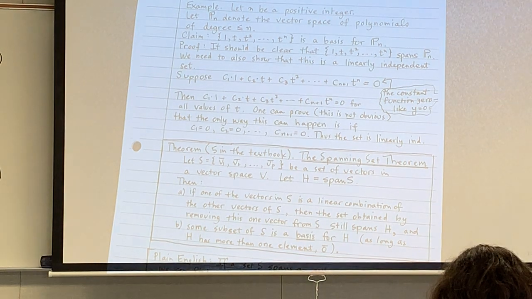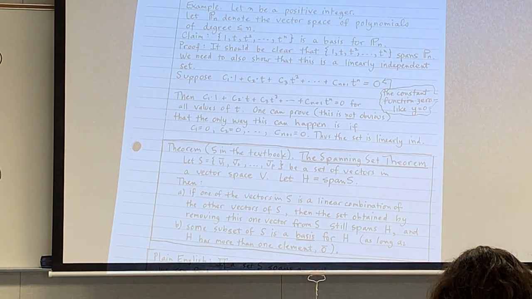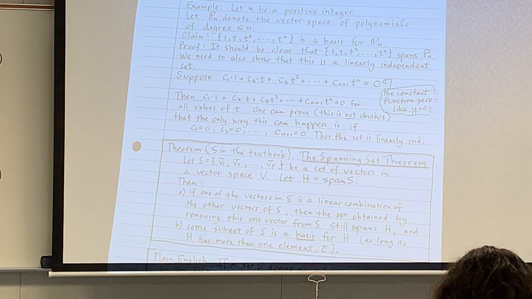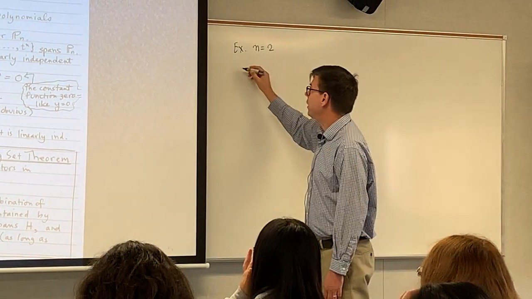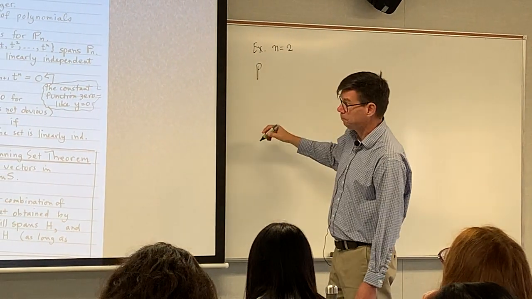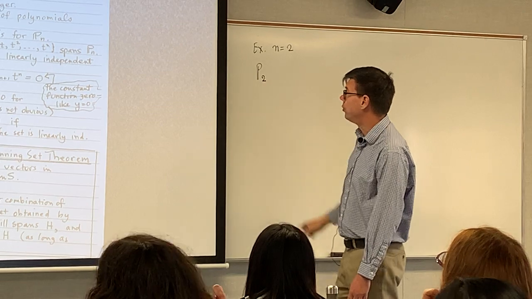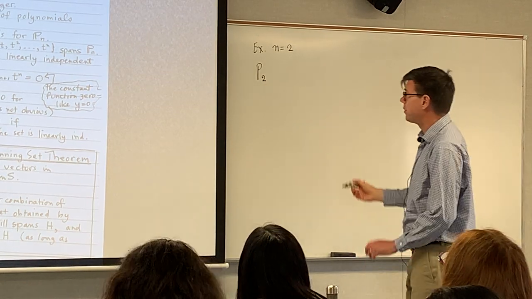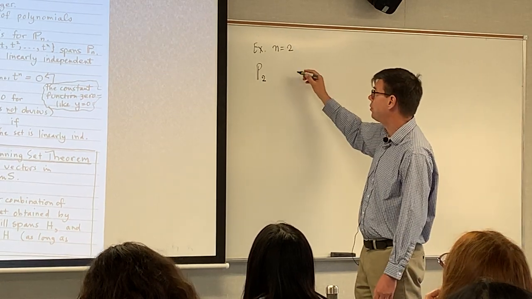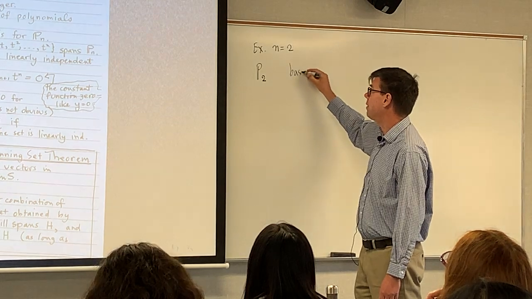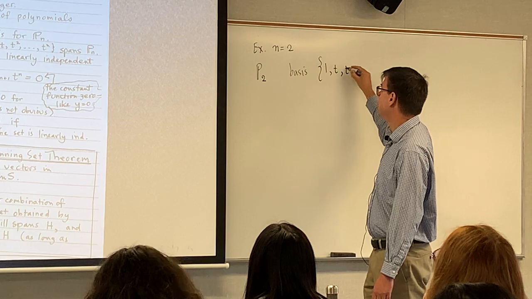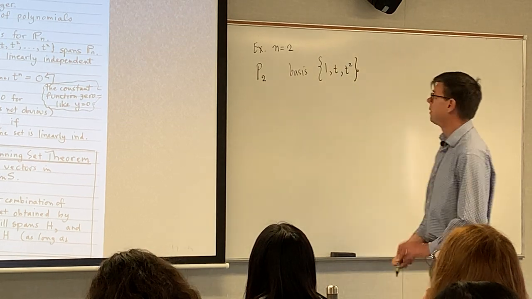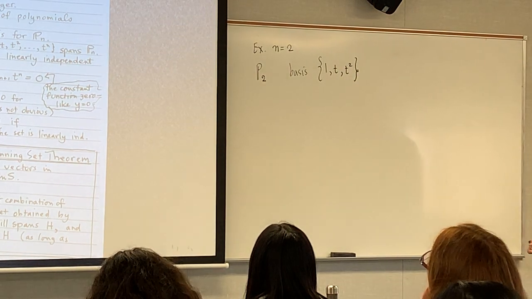So what's going on here? Let's look at just another example. Like set n equal to 2. Then we could talk about P2, the set of polynomials of degree less than or equal to 2. We're saying it has a basis consisting of 1, t, t squared. Those are 3 elements of P2.